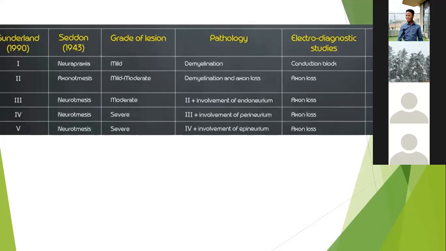Now, in the other one, you can see that as you continue cutting the connective tissue, the prognosis becomes less and less, with the least chances of repair when you have severe neurotmesis involving everything, including the epineurium. So, any questions so far?